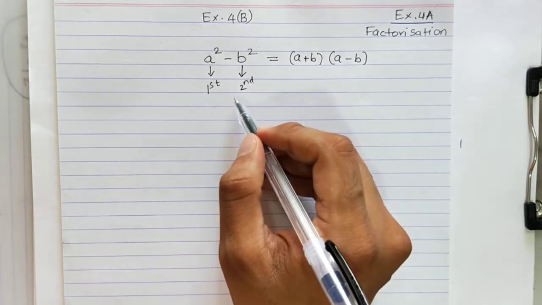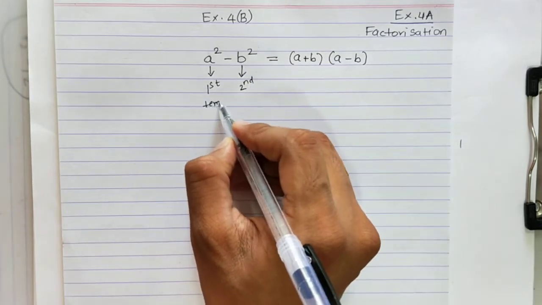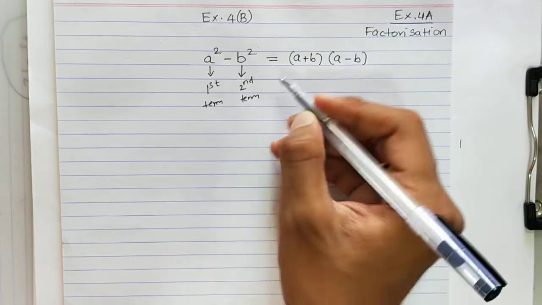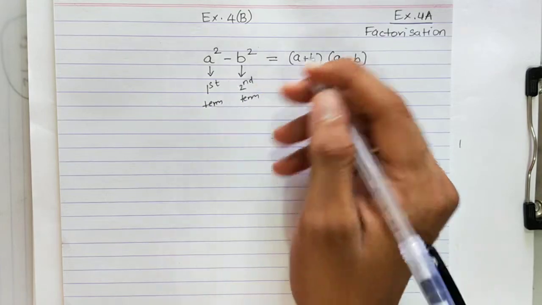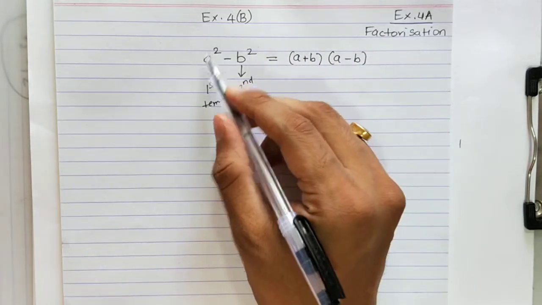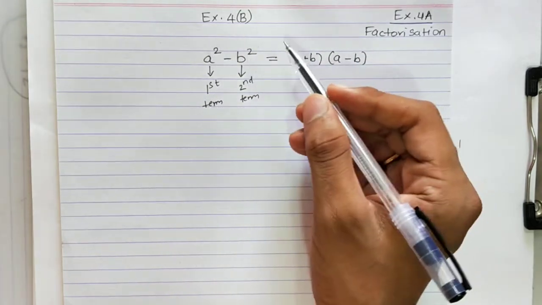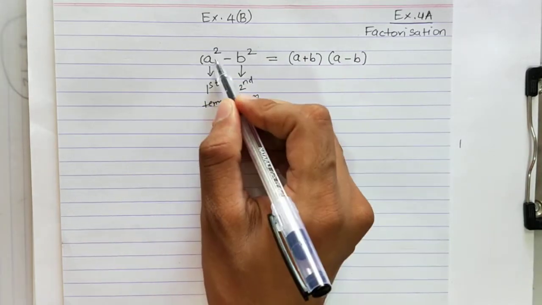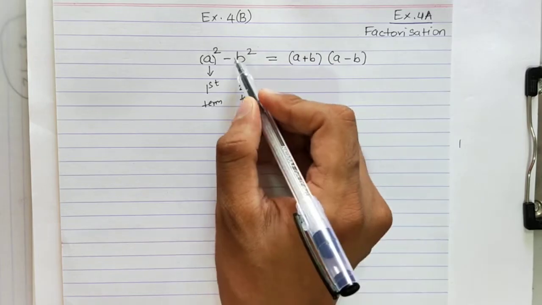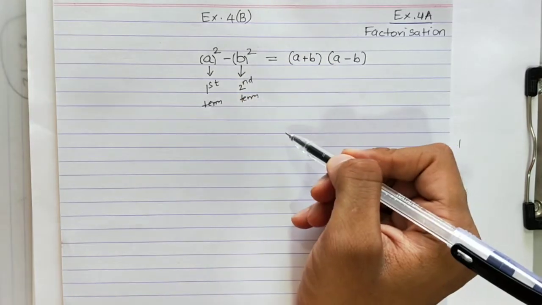Why am I writing like this, first term and second term? Because in the place of a you can have anything. You can have x, you can have 5, you can have 10, you can have 15x, you can have anything in the place of a, and in the place of b we can have anything. So we should look at it like this. So this is first term square minus second term square.